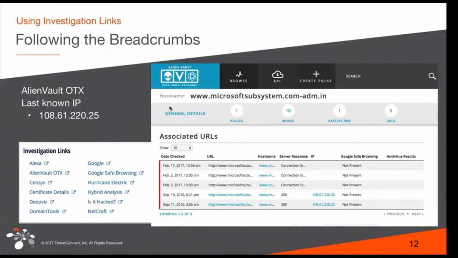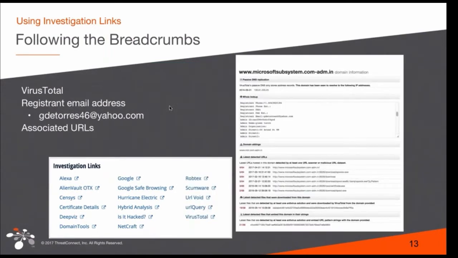All right, so let's keep following the breadcrumbs on this host and use an investigation link. For this one, I started with AlienVault OTX, and that brought up the page that you see right here on the right. You can see from the results that the URL was checked several times in February, but received a connection error. However, if you look lower on the list, you can see that in September 2016, it was on the IP address 108.61.220.25.